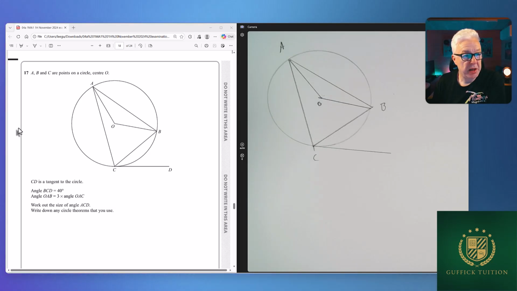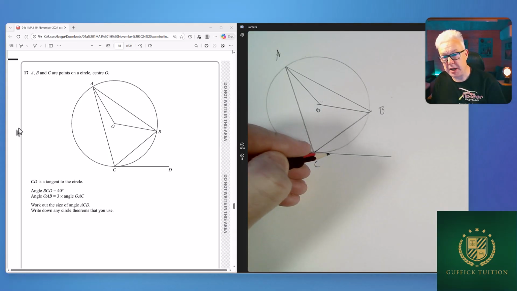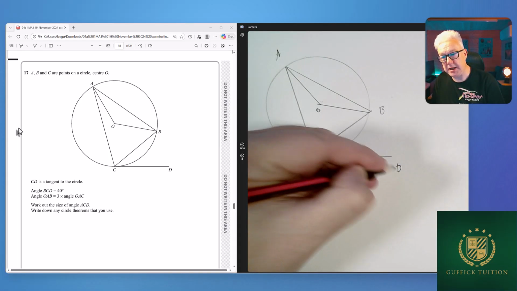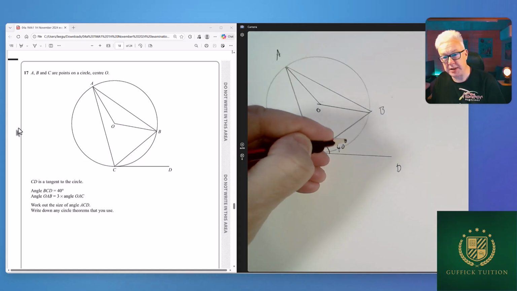What does it say? So it says A, B and C are the points on a circle with centre O. CD is a tangent to the circle. The angle BCD is 40 degrees. Let's get that labelled. So the angle BCD is 40 degrees, so that is there.